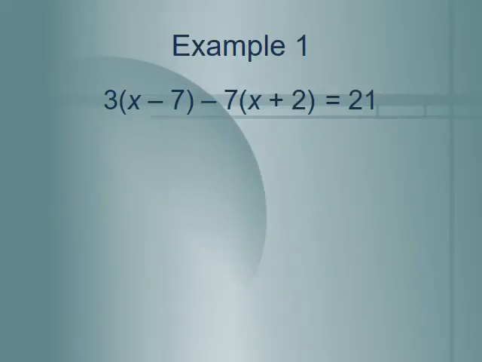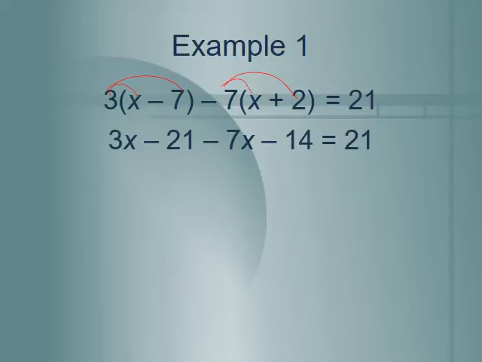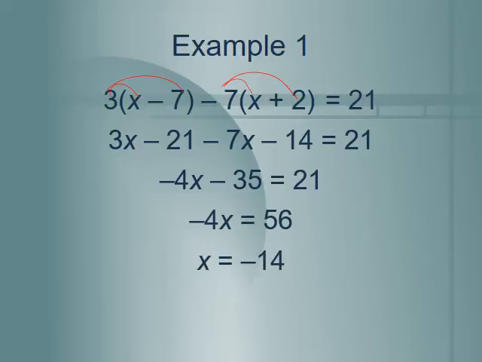So what do we do with that? We need to figure out what to do with that. The first step in this particular problem, we have parentheses. We need to follow our order of operations. We have parentheses, so we can distribute our numbers to the parentheses. And then we can combine like terms. And we're left with negative 4x minus 35 equals 21. Now we solve just like we would any other equation. We add 35 on both sides, and then we divide by negative 4, and that gives us x equals 14.